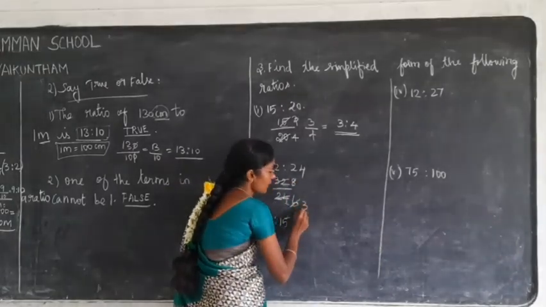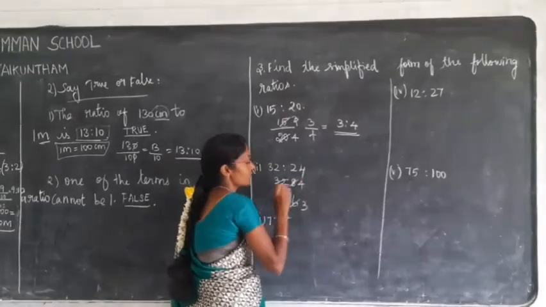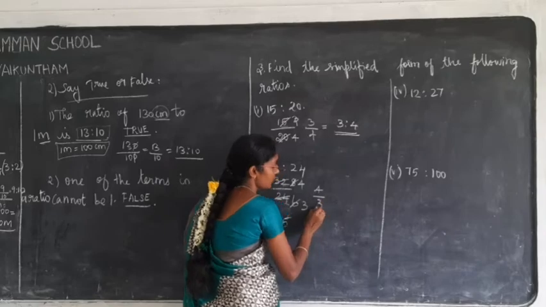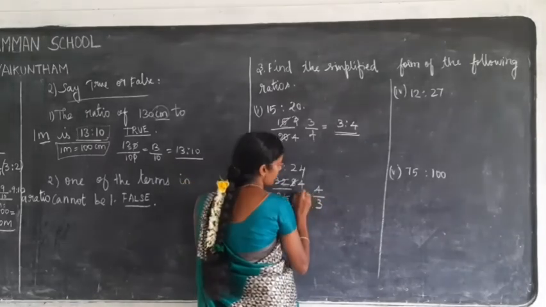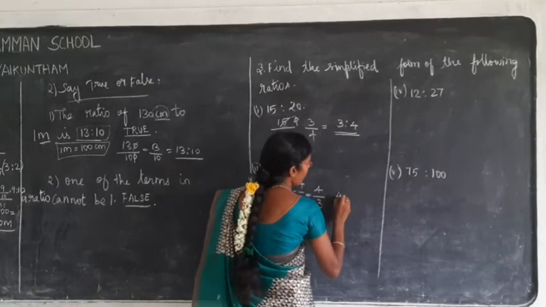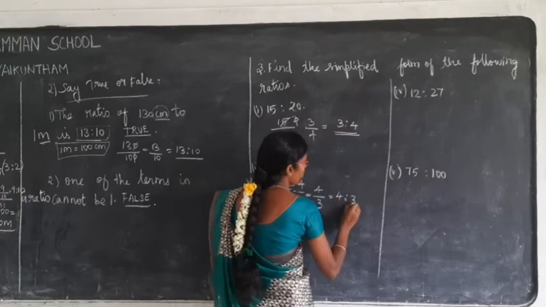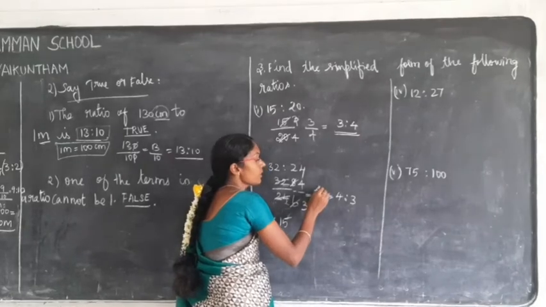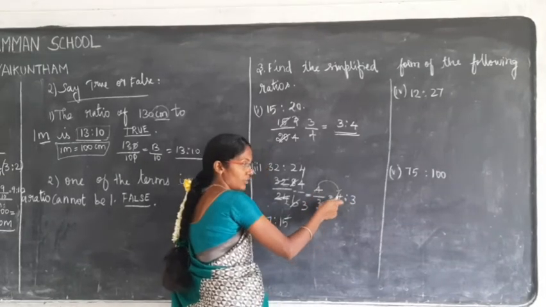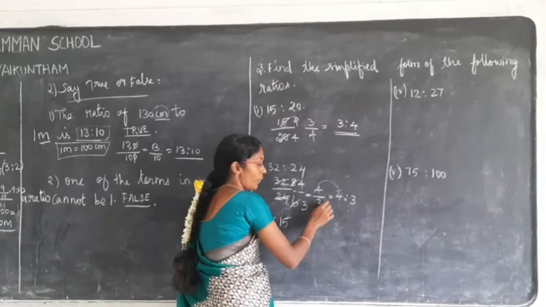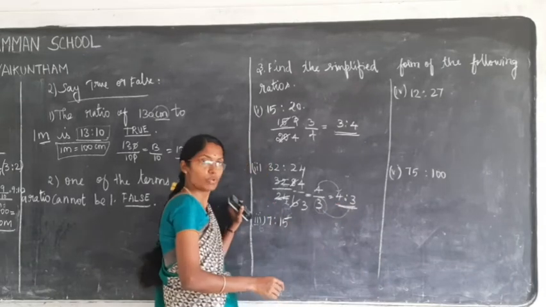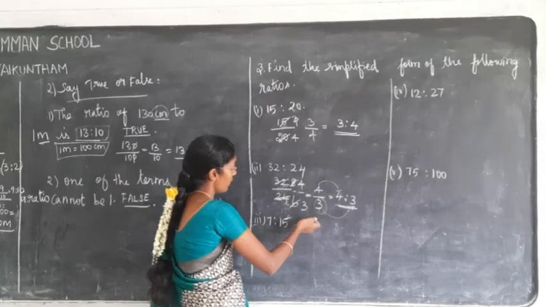3 2s are 6, 4 2s are 8. Okay, so 4 divided by 3. So how will you write? 4:3. You should not write 3:4. The numerator should be the first number in the ratio and the denominator should be the second number. So it should be written as 4:3. Clear?